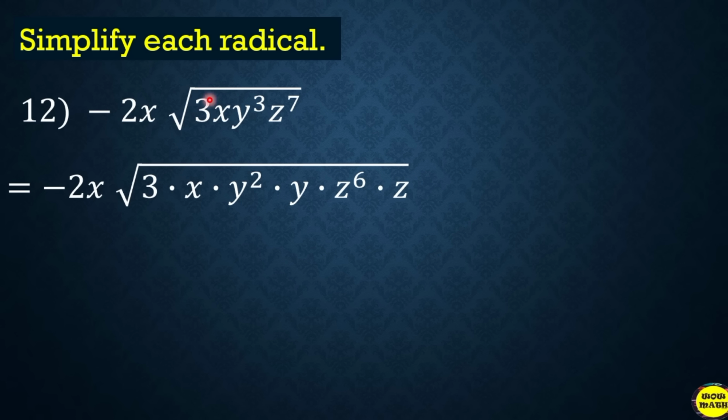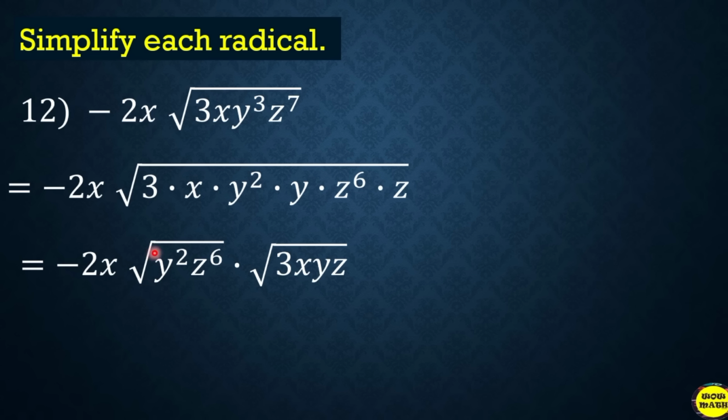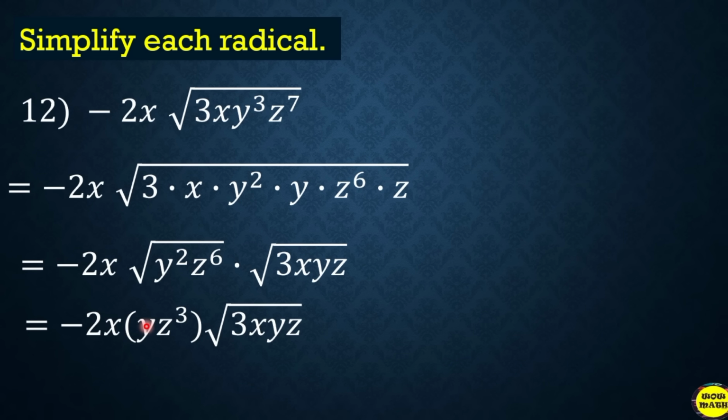Since ang index natin dito ay 2, so si y cube, si z to the 7, para ma-remove siya sa loob ng radicand. So therefore, negative 2x square root of y squared, z to the 6 times the square root of 3xyz. So, ito ay pwede na natin since perfect naman siya, squared, so, pwede natin ma-remove yan. So, square root of y squared, that is y. Z to the 6th power, that is 6 divide 2, that is 3. And then, multiply natin ito doon kay negative 2x. Okay? So, negative 2x times yz cubed, the answer is negative 2x yz cubed square root of 3xyz.